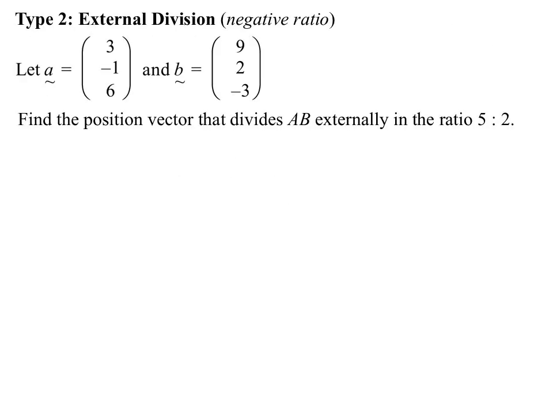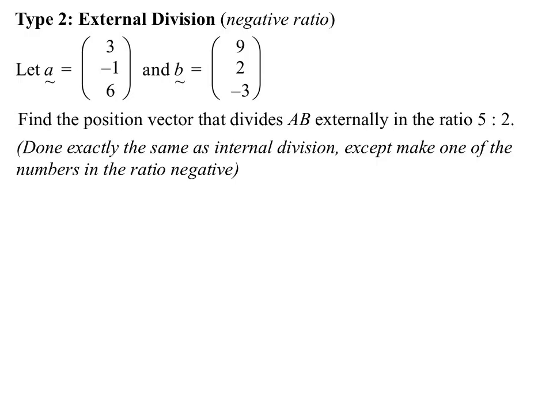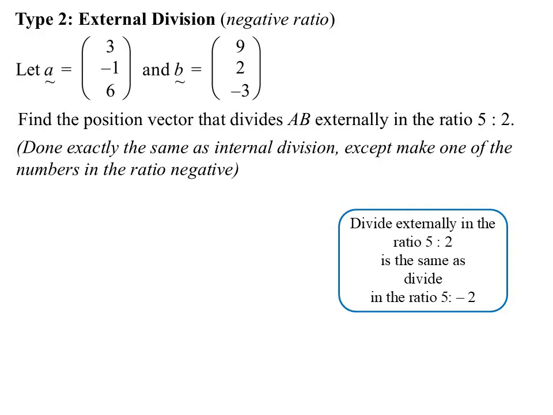How do I handle an external one? Another way of thinking about external division is it's a negative ratio. So if I say divides externally in the ratio 5 to 2, that would be the same as saying divided internally in the ratio negative 5 to 2. If they don't mention internal and external, you always assume it's an internal division. So externally 5 to 2 is the same. I could have gone 5 to negative 2, or negative 5 to 2. It doesn't matter. Just make one of them negative. It's like a fraction. It doesn't matter whether the numerator is negative or the denominator. It's still the same fraction.